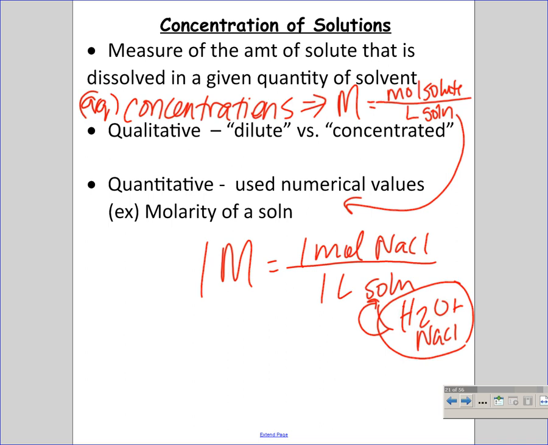What's the difference between molarity and molality? Just the way it's expressed. Molality is moles of sodium chloride per 1 kilogram of solvent. Top number's the same, the bottom number's different.